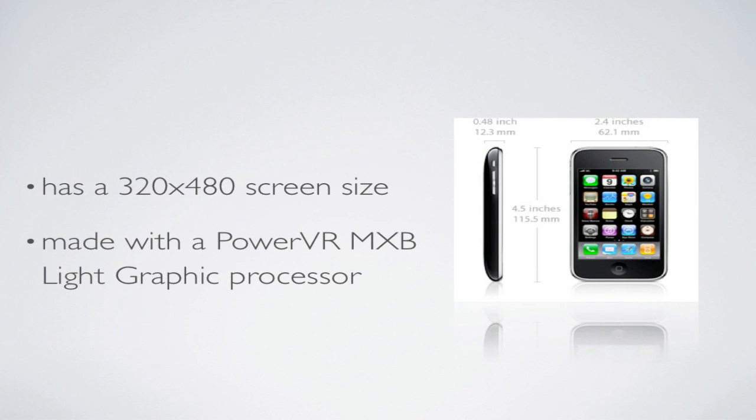The iPhone has a nice 320 by 480 screen size. It's also made with a PowerVR MBX Lite graphics processor, which is also found in the Sega Dreamcast, which is good, I guess. And it's really good to develop for, instead of Android or the Droid or whatever, because it's very touch responsive. It has great graphics. It's just great.